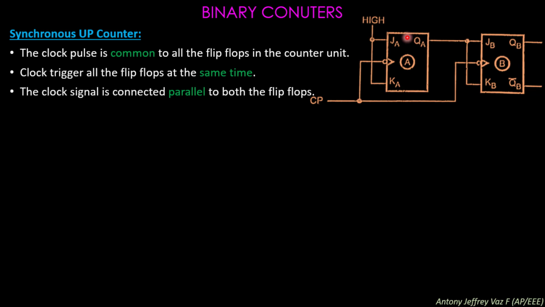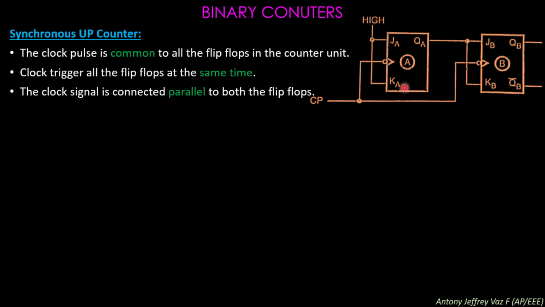You already know how JK flip-flops work. So this is JK flip-flop 1 and this is another JK flip-flop. In this stage you may see this is the clock pulse of the JK flip-flop A and this is the clock pulse of the JK flip-flop B. So both the clock pulses are connected together and it is being provided with the clock pulse.